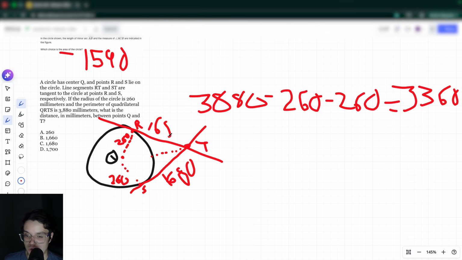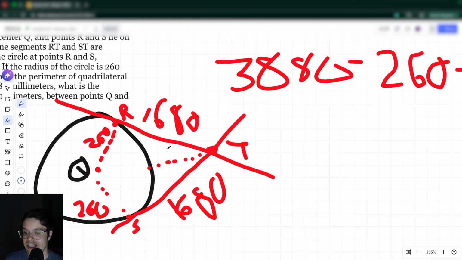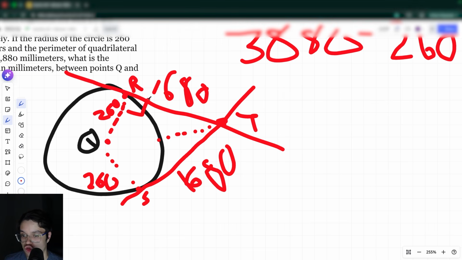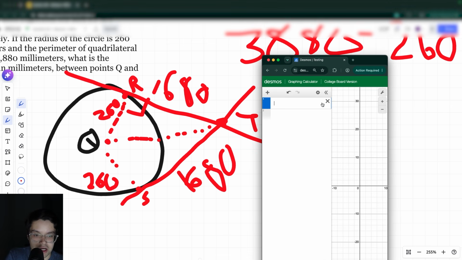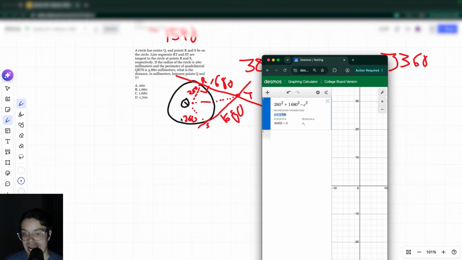How can we use this for the problem? Well, what you may notice now is that since we know that there must be a right triangle between these two lines, we can basically just use the Pythagorean theorem. You may have not noticed this at first, but we have a right triangle here, 260, 1680, and then we have a hypotenuse that goes from Q to T, which is what we're solving for. So I can just go ahead and write it out there. 260 squared plus 1680 squared equals c squared, so c is 1700. So therefore the answer here would be 1700.